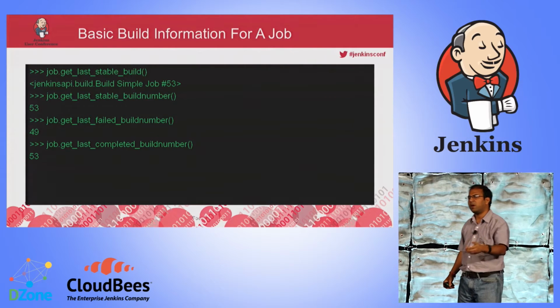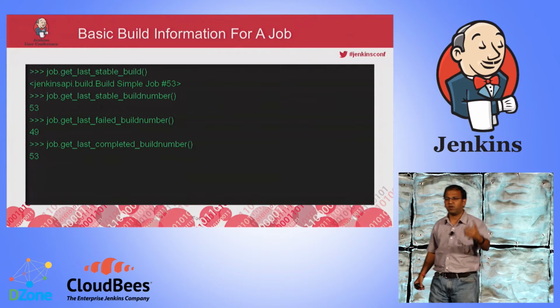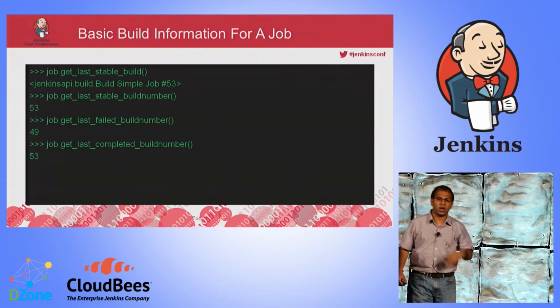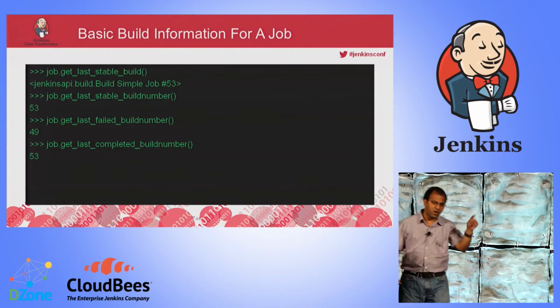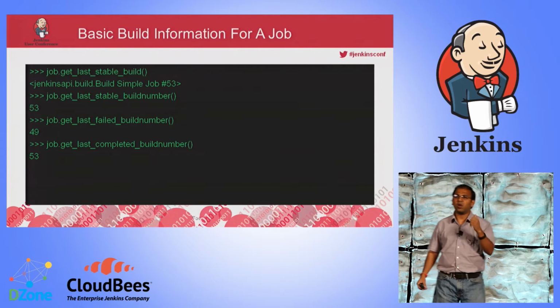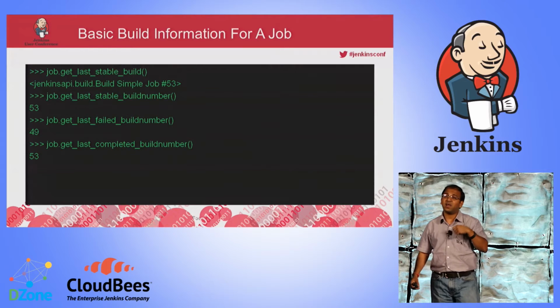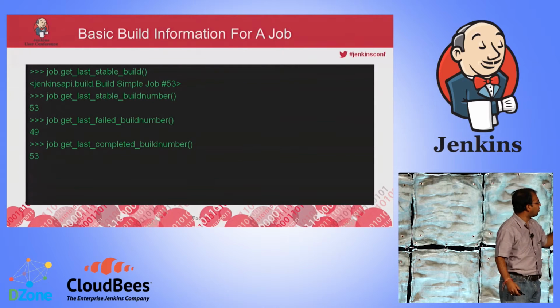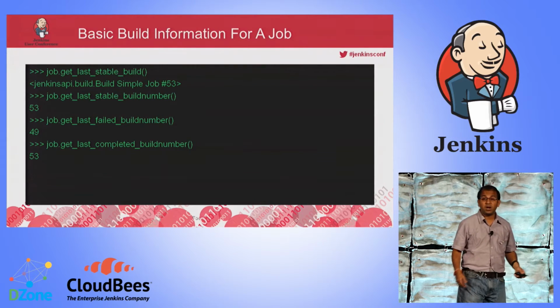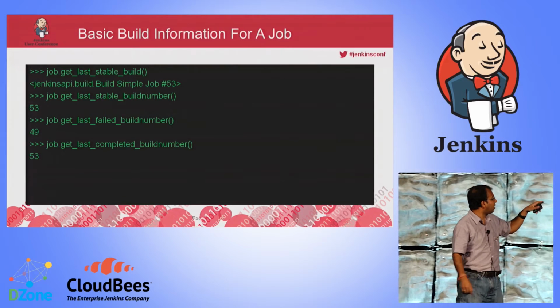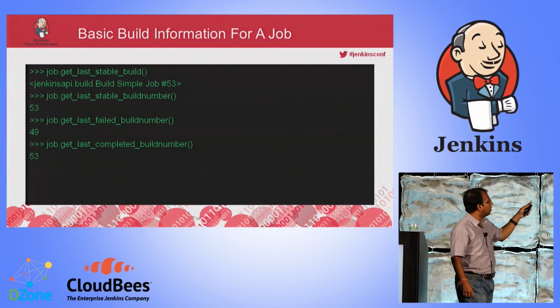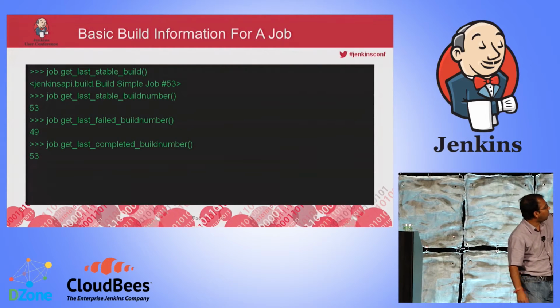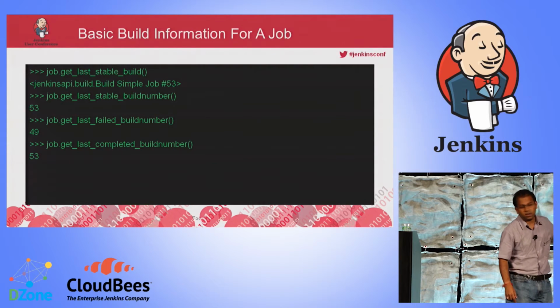So there will be commits that will fail, and the developer will go back and commit more code and maybe fix it. So you will have these build failures in some of the builds. You can always check for the best build or the last known good build, take the artifact from that and do something with it. Those are the methods that give you the last stable build, last failed build and last completed build number if you want. You can even get the build object, but for that you don't need to put the number. You just say last stable build.